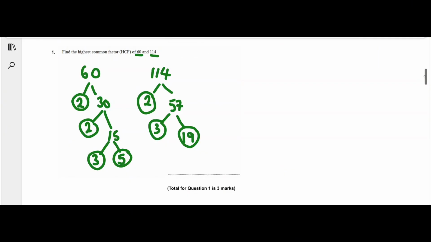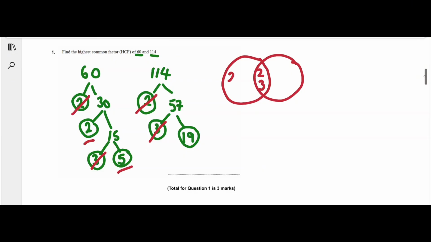So now what you want to do is draw yourself a Venn diagram. And you're going to put anything that is in both of these in the middle. So I've got a pair of 2s. So each pair that you've got, you write one number in the middle. And then I've got a pair of 3s. So I'll cross those out and put one 3 in the middle. Nothing else is common to both. So my remaining numbers here, I've got a 2 and a 5. So I'm going to put that on the left-hand side. And over here I've got a 19. So that goes on the right-hand side. So that's my Venn diagram.